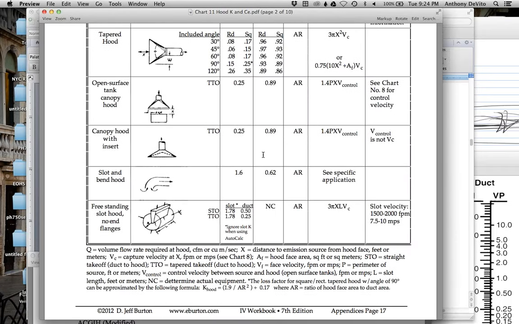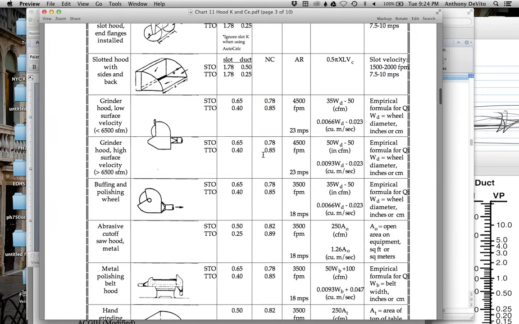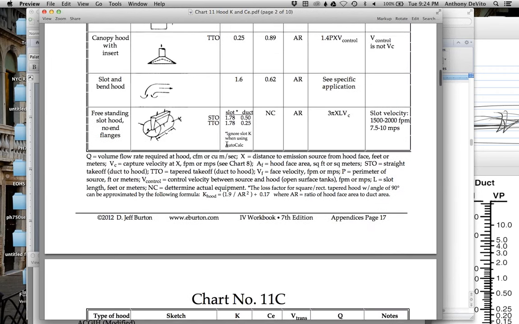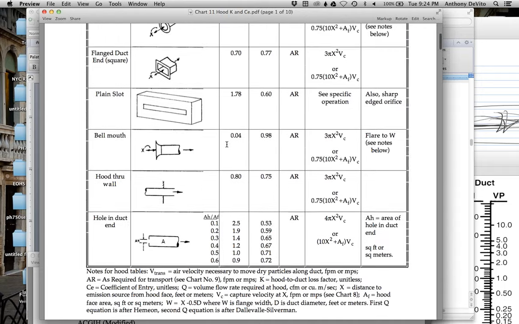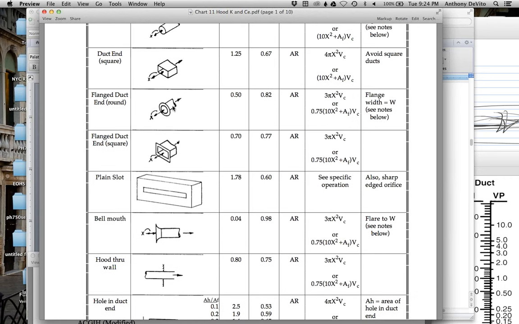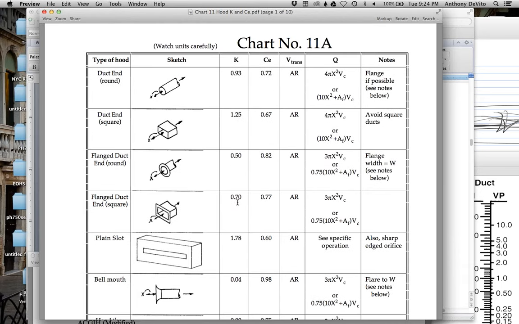We have grinding hoods. We have open face canopy hoods. We have slot hoods. We have all hoods here. Turns out, in this particular case, we're talking about a round, not a bell, but a flanged round end duct hood. So for this type of hood, we know that the K value, the hood entry loss factor, is 0.70. The coefficient of entry is 0.77.